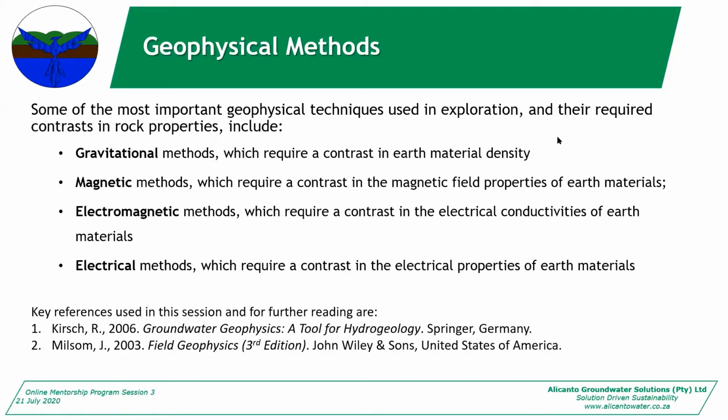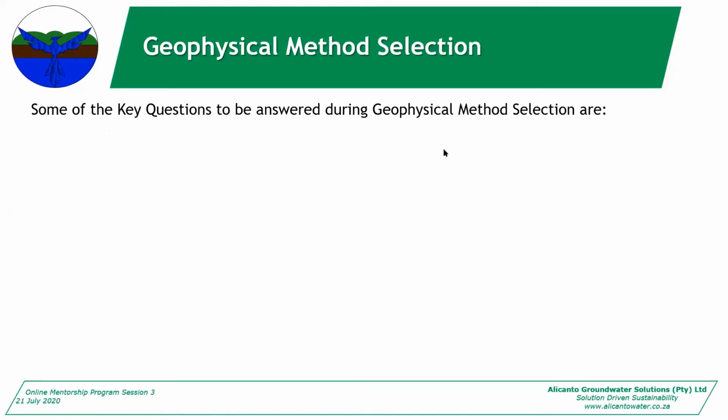Okay, so some of the key questions you have to ask yourself when you're choosing your geophysical method is, how big is the site? So how much space do I have to work with? Is it a 10-hectare site? Is it 1 acre? Is it a small household? What is the size of my site?